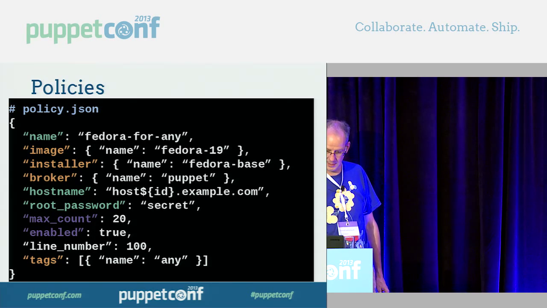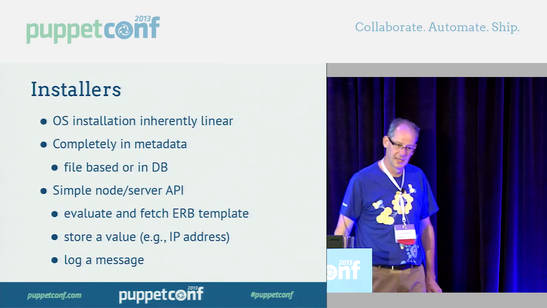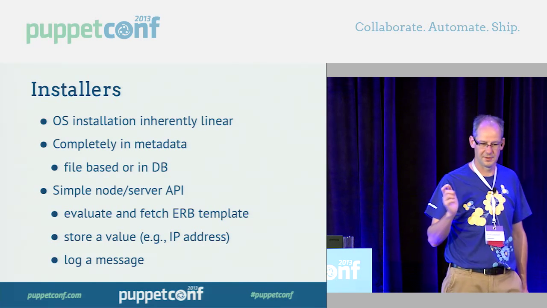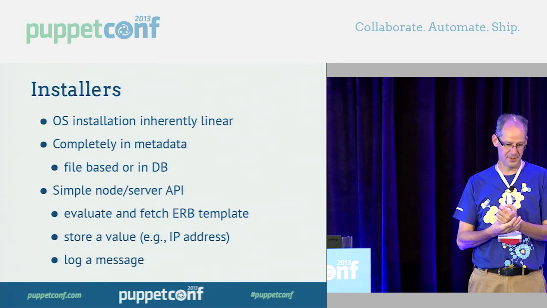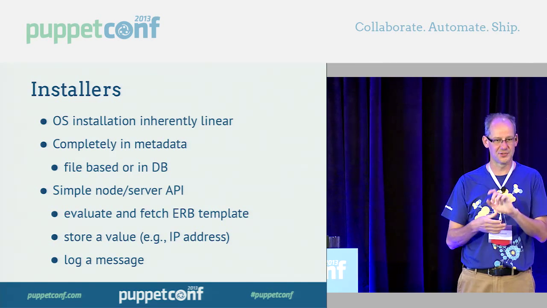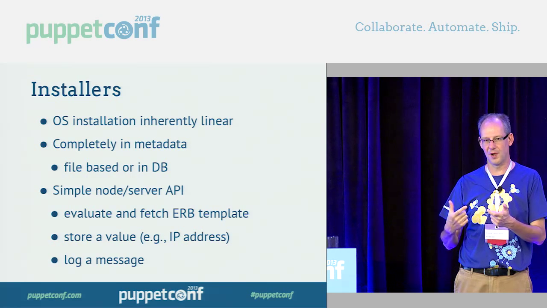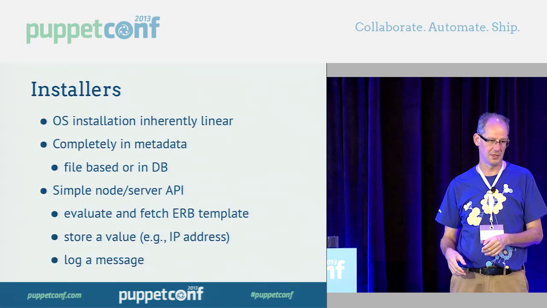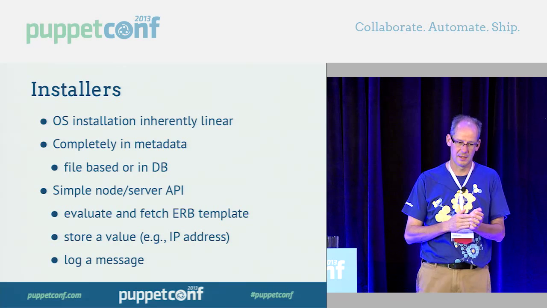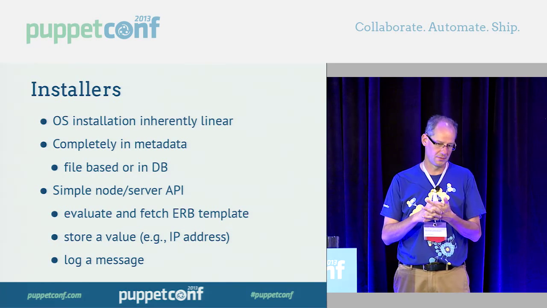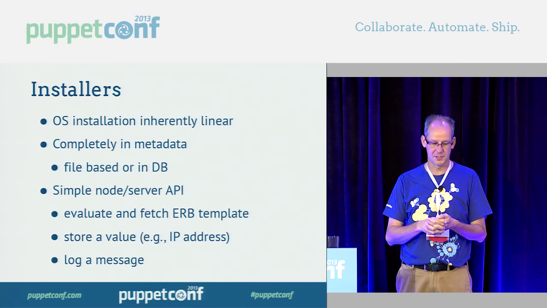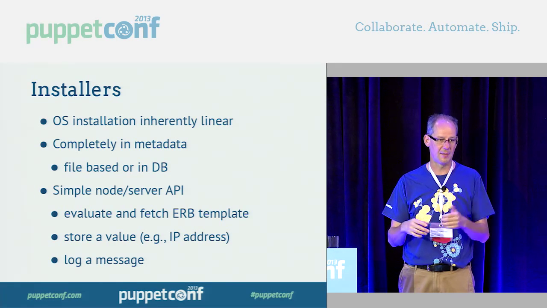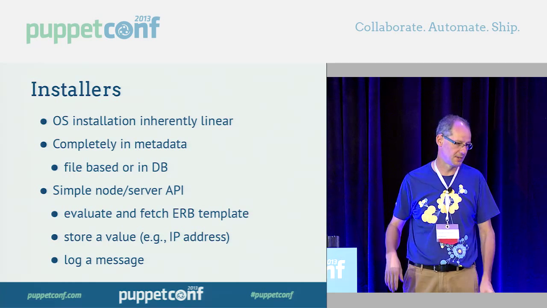So, installers. Installers are the thing that, as a user, you'll probably have the most fun with to get Razor going, because that's really the part where you write down how you want to have your machines installed. It used to be that for that you had to write some Ruby code, but in the rewrite, an installer is just metadata. It's a YAML file and then a bunch of ERB templates.